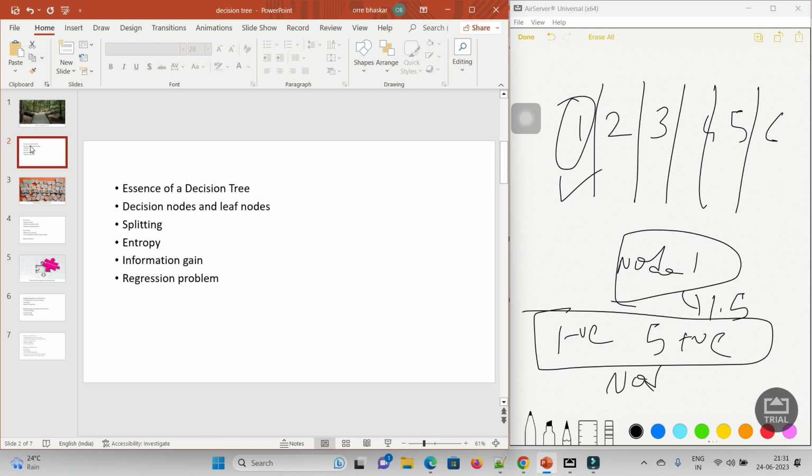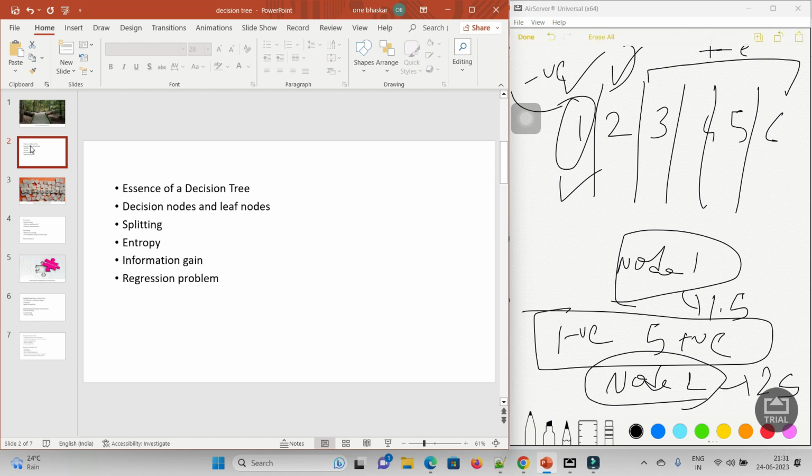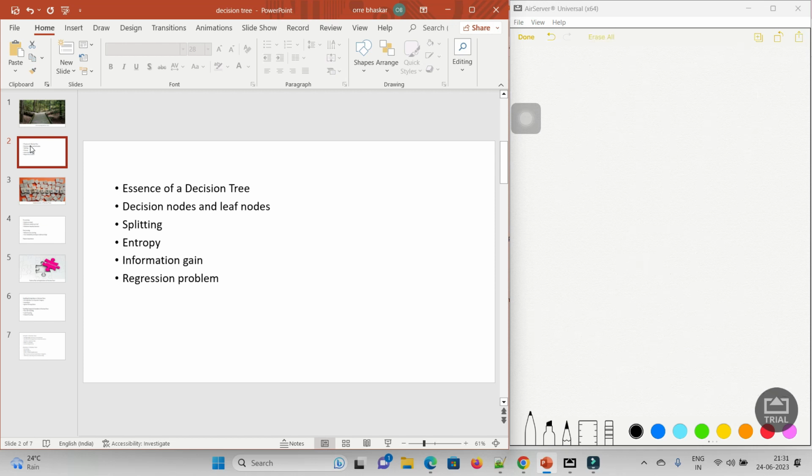Similarly, node 2, split 2.5. This will be negative, negative, and the rest will be positive. So 2 negative and 4 positive. This is for the second split. Like that, we will do for all the splits and take the best split, where the entropy is minimum and information gain is maximum.